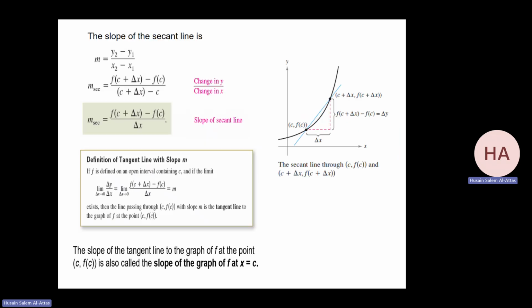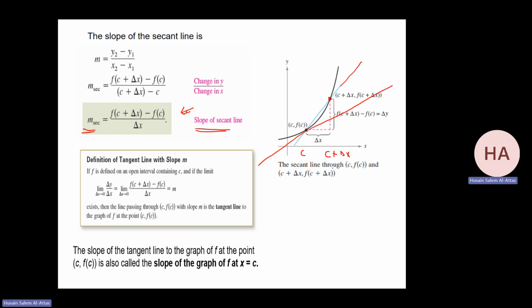We'll start now with 3.1, the derivative and the tangent line problem. Actually, we did the tangent line problem in 2.1, where I have this curve and I want to find the tangent line. I take another point here, which is at c plus delta x, and I find what's called the secant line. The slope of the secant line is just delta y over delta x, y2 minus y1 over x2 minus x1. So I get the slope of the secant.